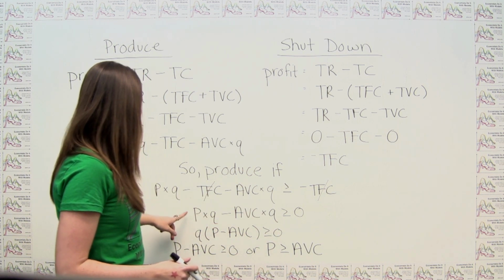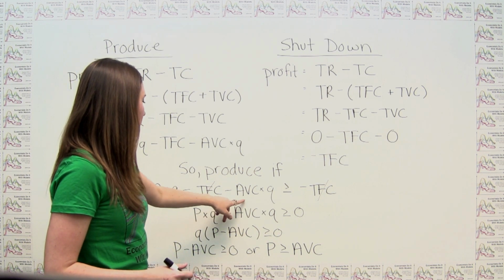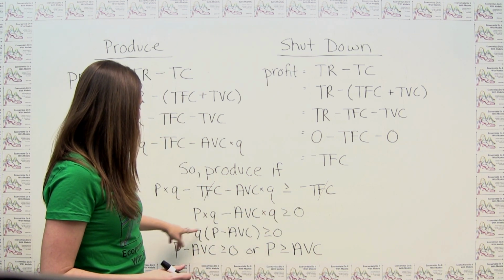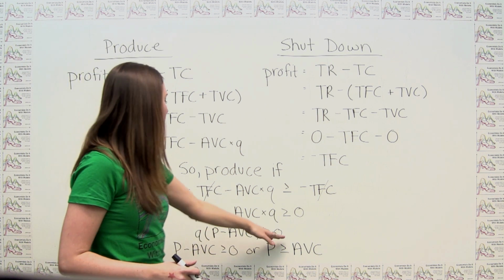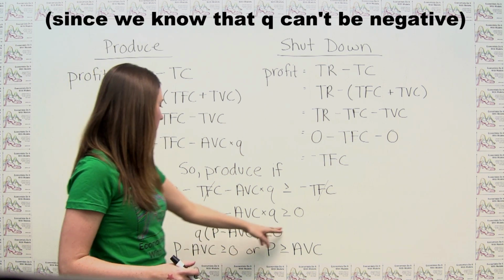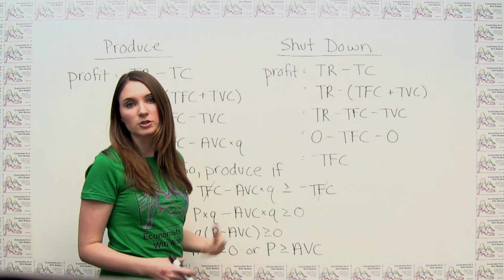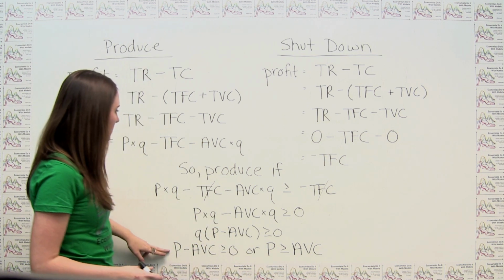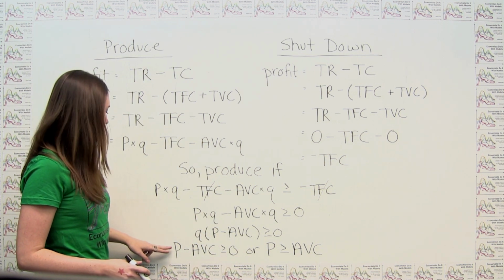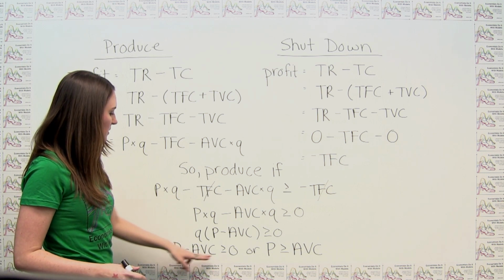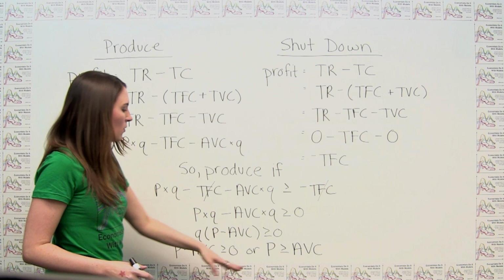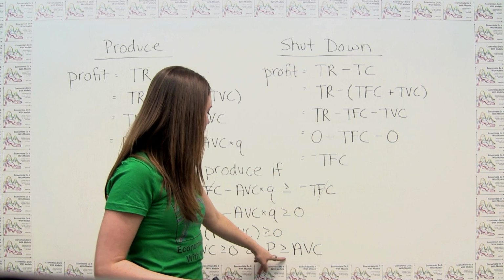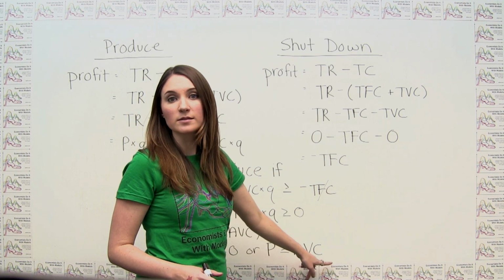So then we see, well, if we want to produce where price times quantity minus average variable cost times quantity is greater than or equal to 0, we can just factor out this Q, and then we can divide both sides by Q. Notice that doesn't affect this side because 0 divided by anything is just 0. And we can see that this condition simplifies to, we want to produce if price minus average variable cost is greater than or equal to 0, or stated a little bit more simply, we want to produce if our price is greater than or equal to our average variable cost.